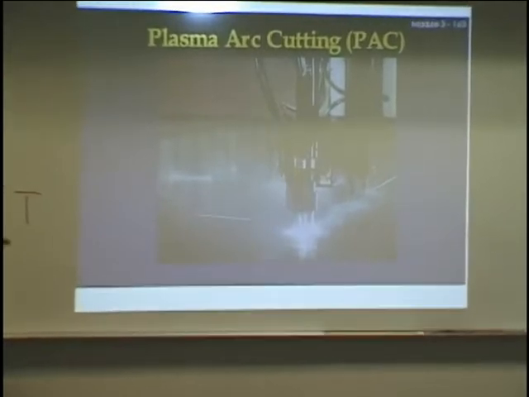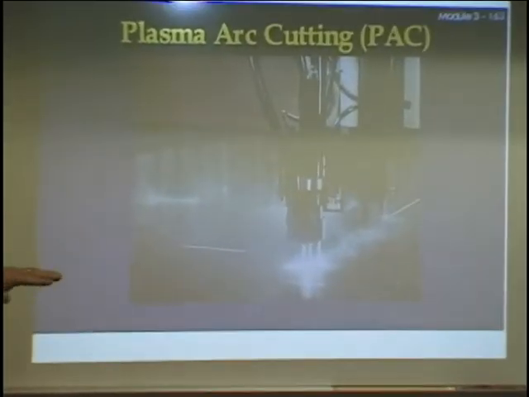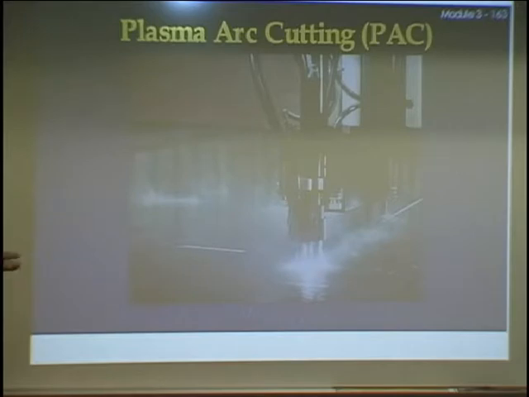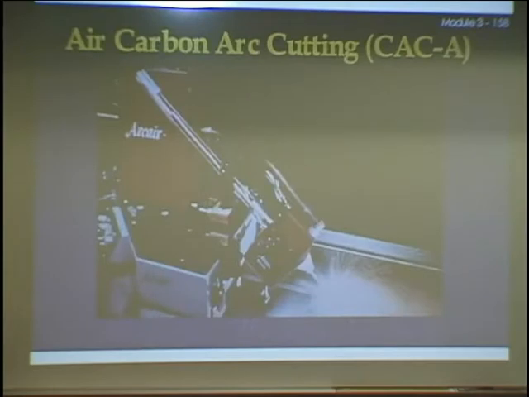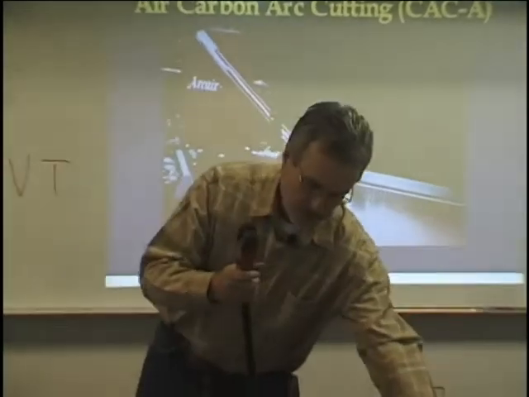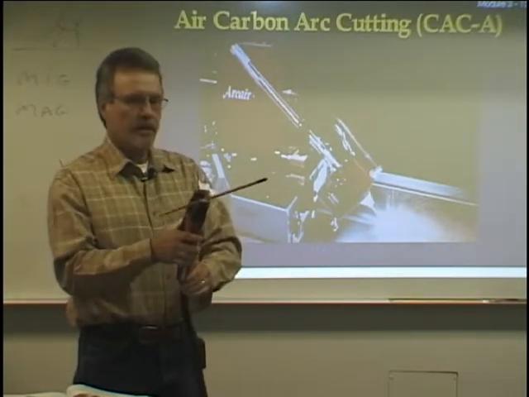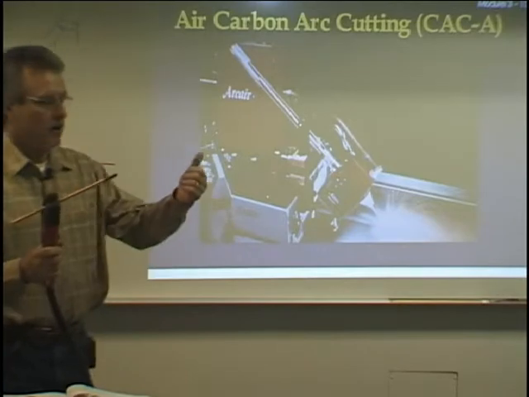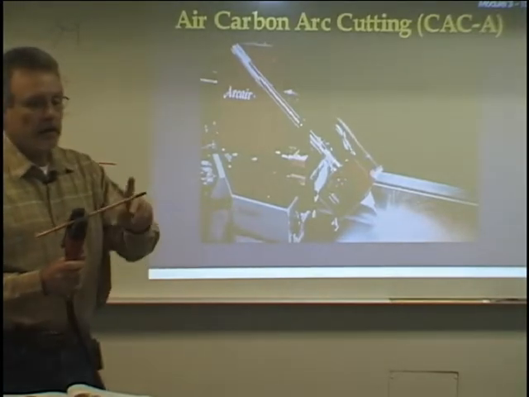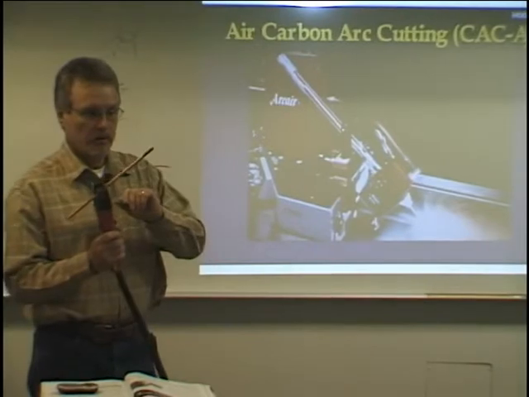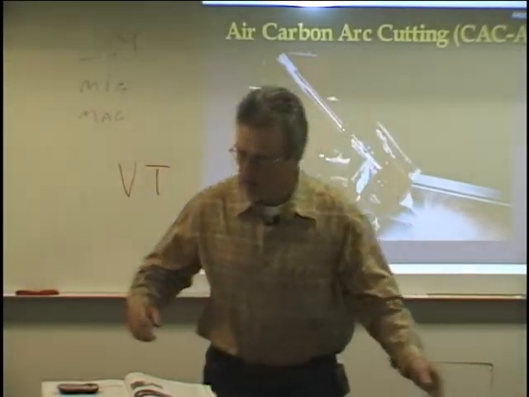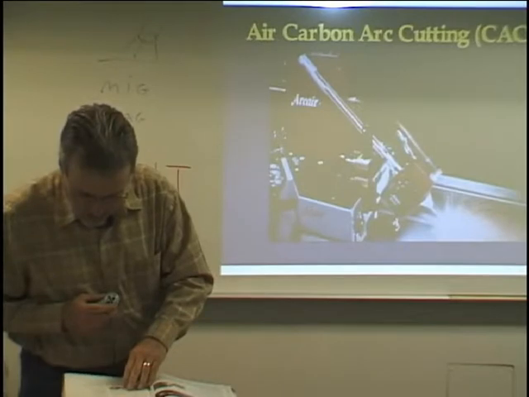This is a plasma arc cutting table. It's actually a water table. The arc is suppressed underneath the water to keep it quiet, but we have a manual hand-operated one that you'll learn in 1760. This is air carbon arc, and this is a manual handheld carbon arc. This is another one of the processes. So there are three primary cutting processes, and I want you to remember them. They are oxyacetylene cutting, plasma arc cutting, and carbon air cutting. Those are the three main ones. So remember those.